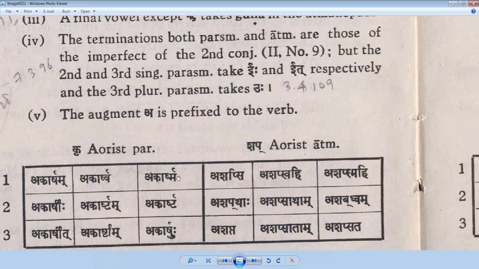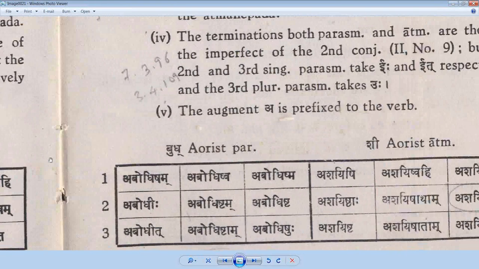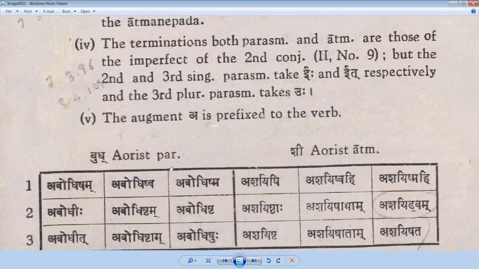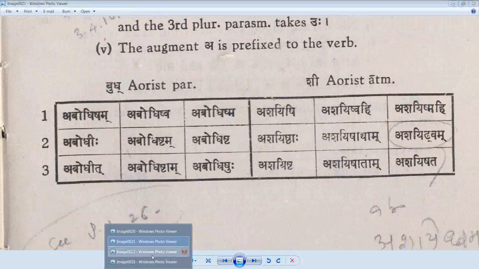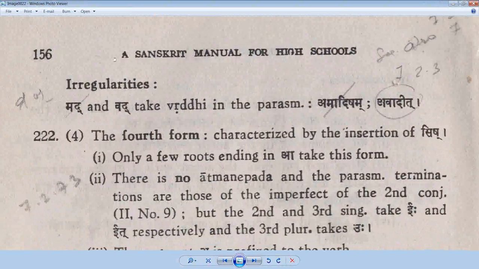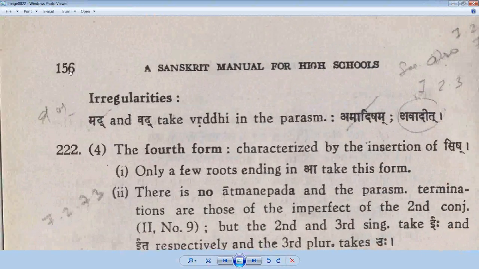Let me see in the book where he has put that. I think he has put that on the next page. Okay, this is point 222 now. One thing which I missed is that he has put a point on the next page. Okay, let's go to page 156, point 222.